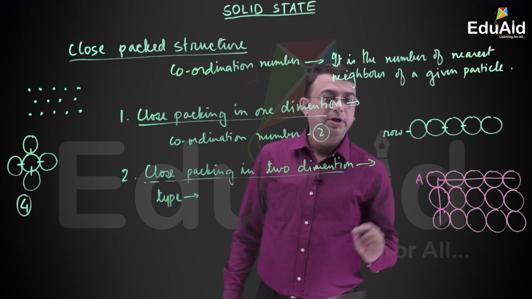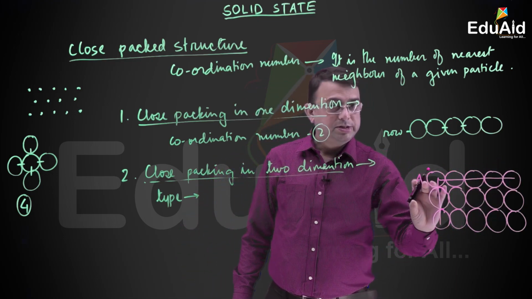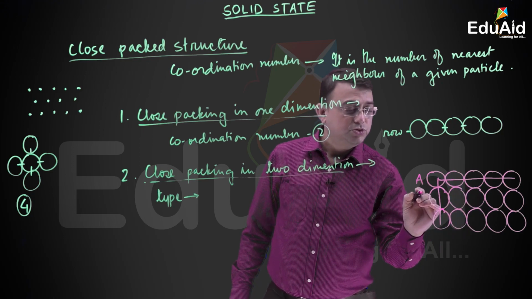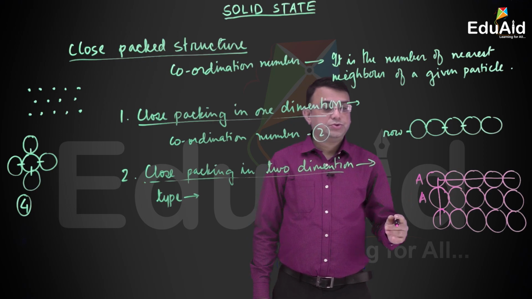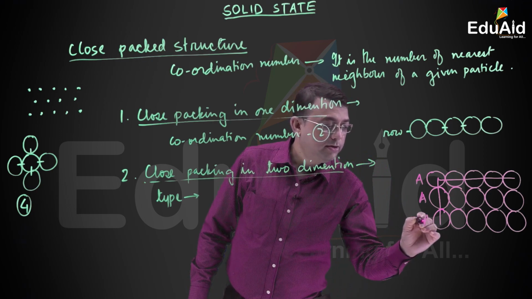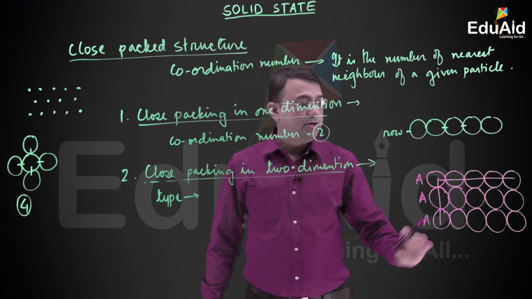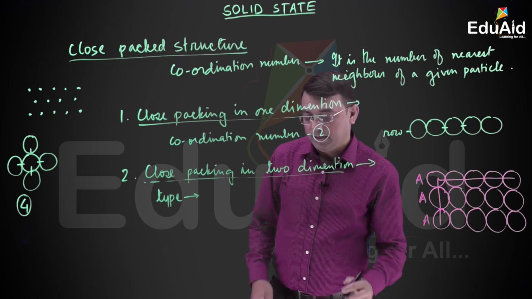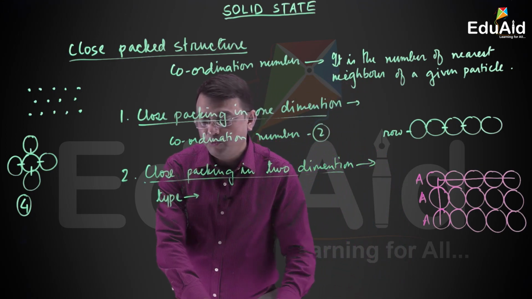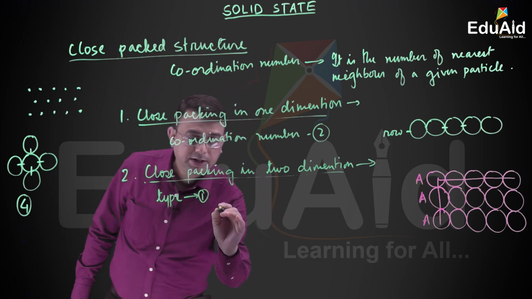Now, if you look at this, we see this is in one line, which is considered to be row A. If we consider it to be row A, then the second row is exactly duplicating the first row, so it is also considered to be row A. If it is A, then the third row is also A. So all the rows in this type of arrangement are arranged in an AAA type pattern.